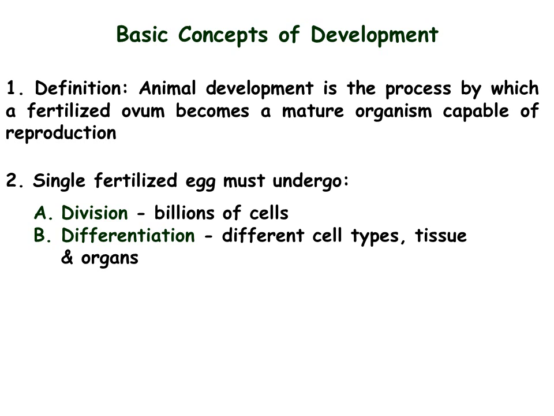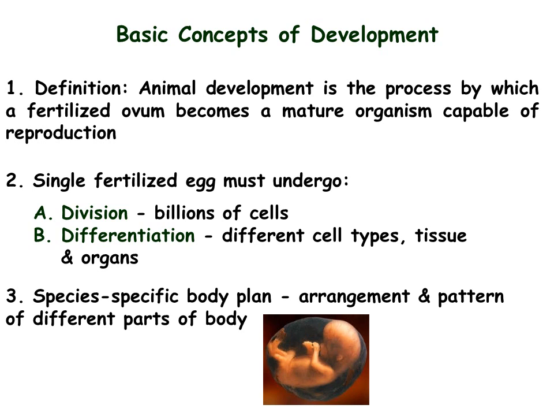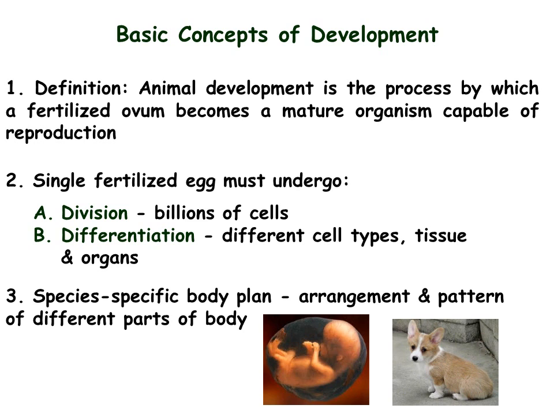And then differentiation. We have to have all those different cell types, red blood cells to carry oxygen, endothelial cells, epithelial cells, all these different types of cells to get the tissues and organs in order to have a fully functioning individual. This involves a species-specific body plan. The arrangement and pattern of different parts of a body is going to be specific for a species. So here we have a developing human in utero, and here we have a corgi puppy.